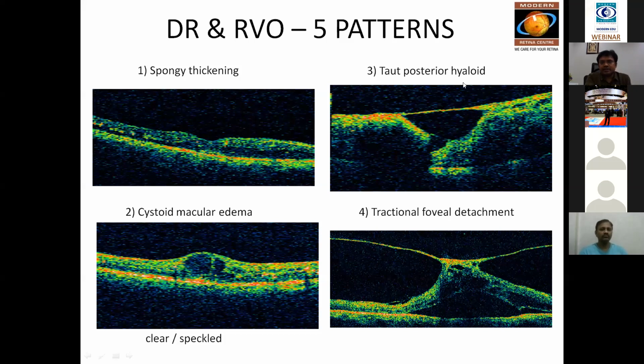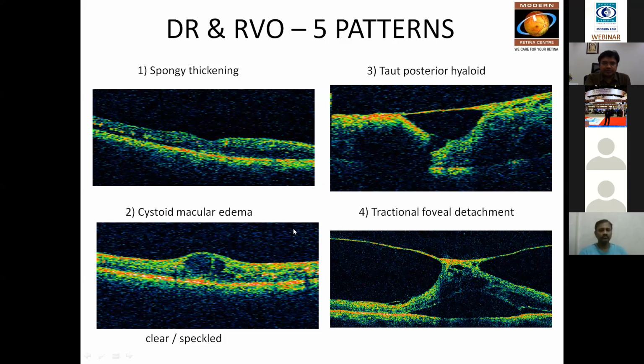The third one is a taut posterior hyaloid. The posterior hyaloid is nothing but the thickened hyaloid or the vitreous, which has abnormal attachments on the retina. Now, once there is fibrosis or contraction of this vitreous band, it causes pulling of the retina on either side, causing thickening of the edema. So this is taut posterior hyaloid causing macular edema.